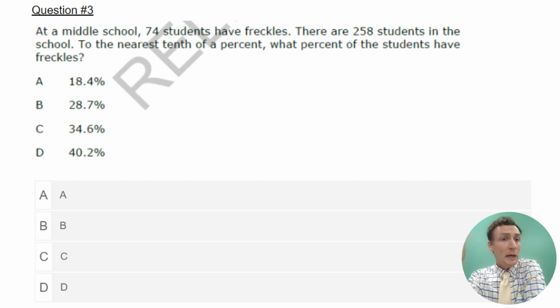For question 3, we read, at a middle school, 74 students have freckles. There are 258 students in the school. To the nearest tenth of a percent, what percent of the students have freckles? Now this gives us what we're looking for, right? We know we need to do our part divided by our whole, just like the last one.